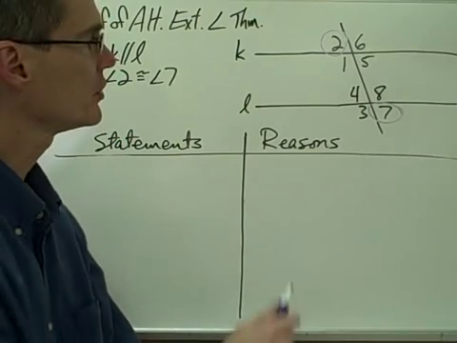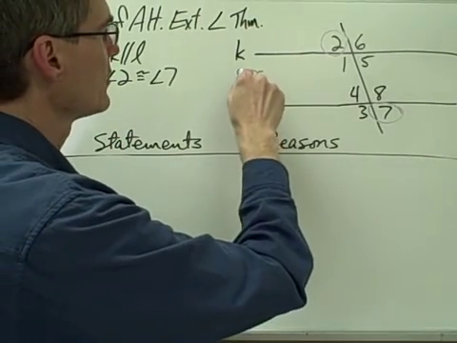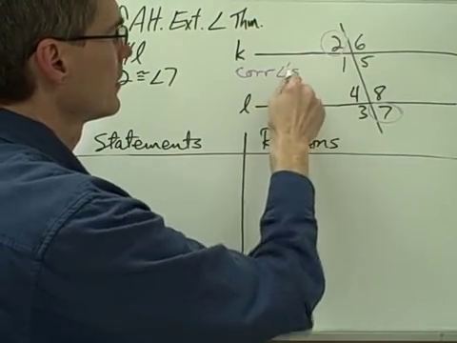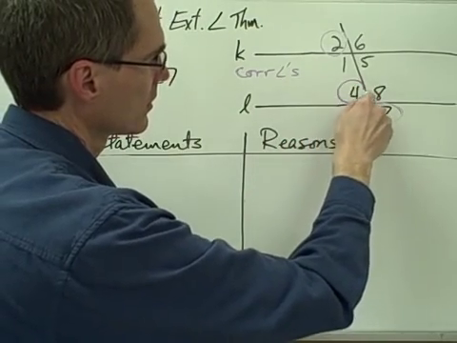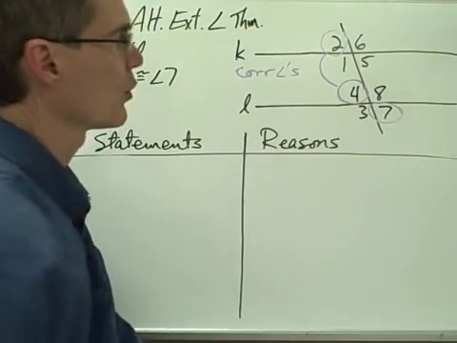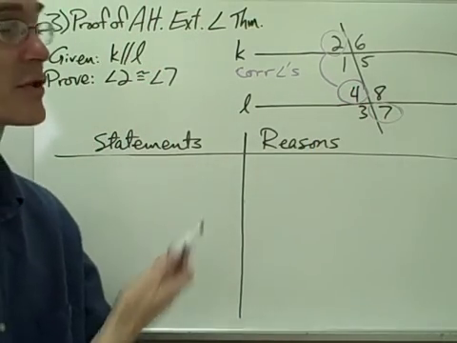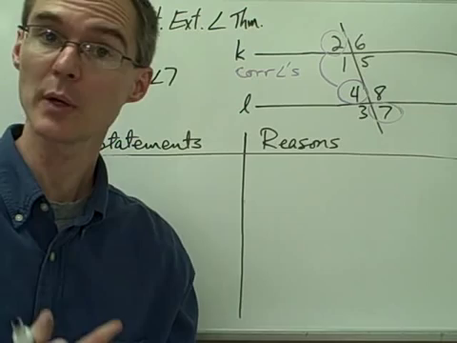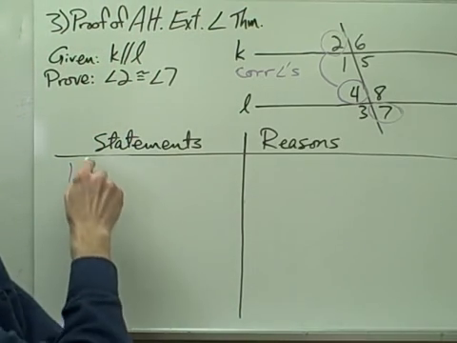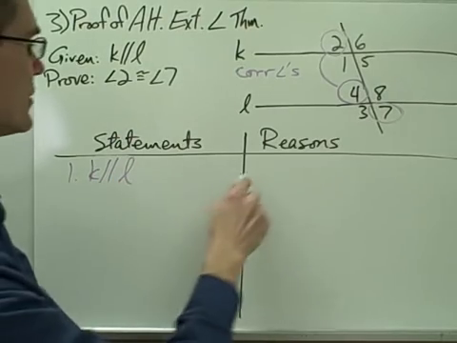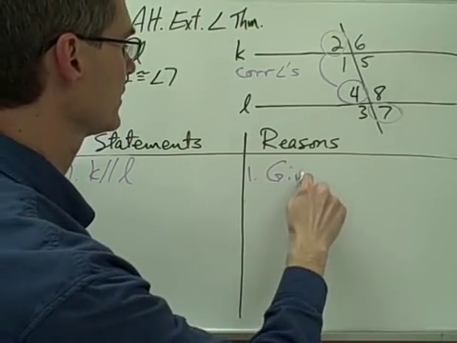Once again, I'm going to use my corresponding angles postulate, and I'm going to use these two corresponding angles. So the format of this proof is going to look very similar to the proof that we did for example number 1. So once again, I start with my given information. K is parallel to L.